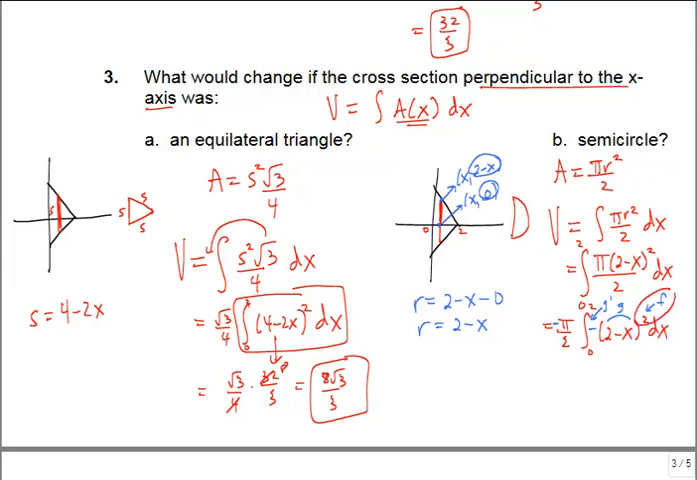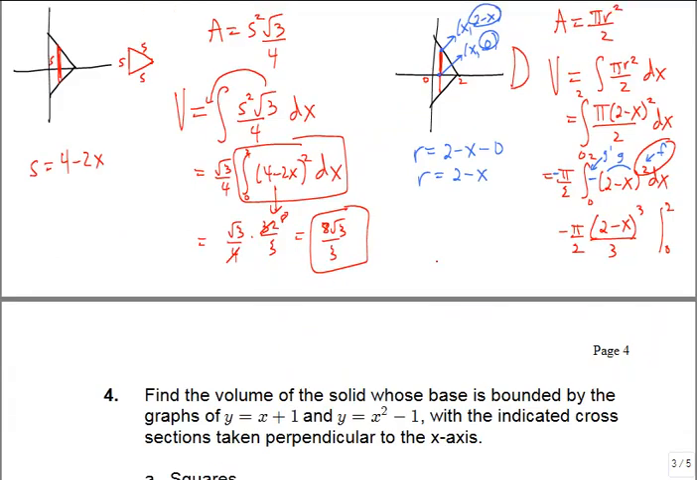So to integrate, I just integrate that outer function, and the integral of a square is a cube over 3. And then that minus pi over 2 stays out front, and I'm going to plug in 0 and 2. So if I plug in 2, 2 minus 2 is 0, so this goes to 0. If I plug in 0, 2 minus 0 is 2, 2 cubed is 8, so this would be 8/3. So negative pi over 2 times a negative 8/3 becomes a positive 4 pi over 3.